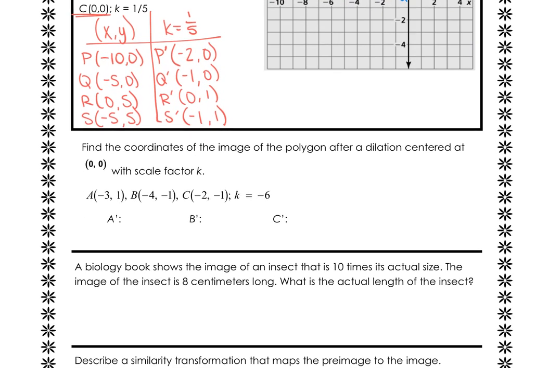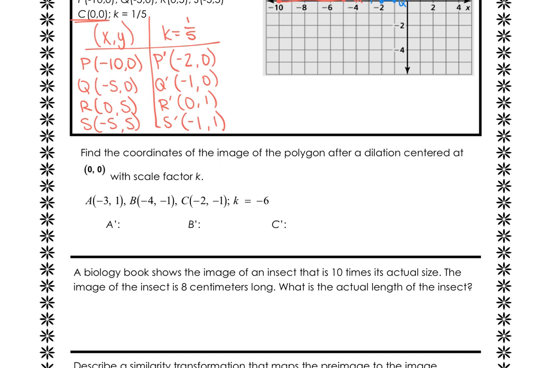All right, the next problem, it says find the coordinates of the image of the polygon after a dilation centered at 0, 0 with scale factor k. So the same exact process, just this time we don't have a graph. This is actually easier because we're just multiplying the numbers and that's it. So our scale factor here is negative 6. That means every single number gets multiplied by negative 6.